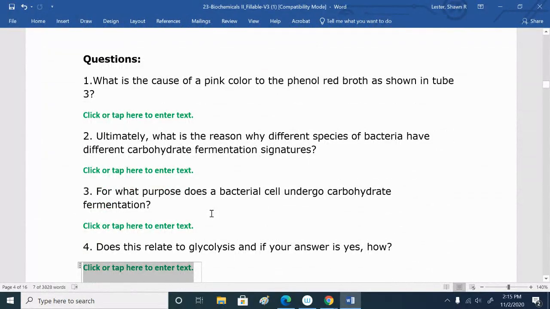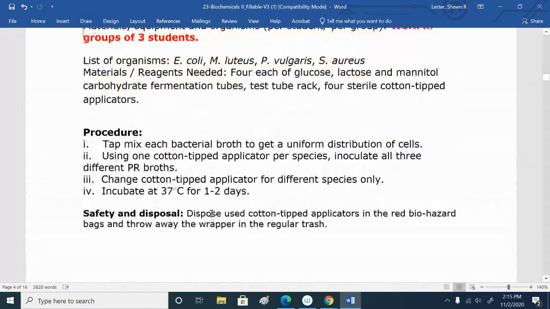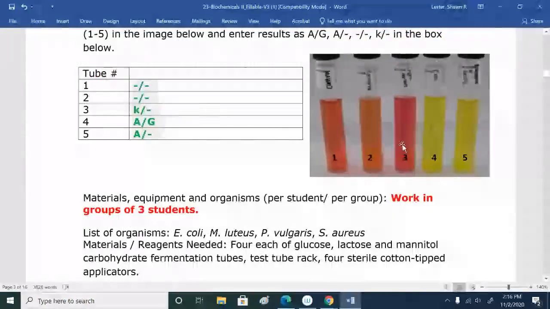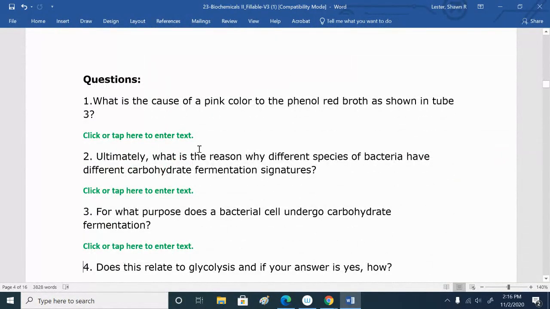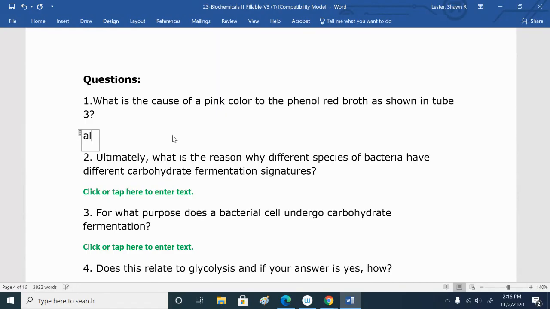So what is the cause of a pink color to the phenol red broth as shown in tube 3? So remember, we have one tube here which is pink. So what do we say that means? Is it because it was red after 48 hours? Well, it went from red to pink. So what would cause that? Because it's basic or alkaline. Yep. Alkaline pH.